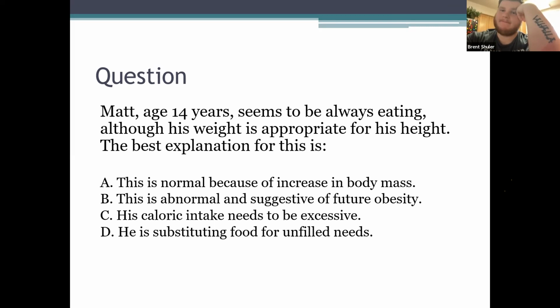Absolutely. Remember, this is the adolescent growth spurt. He is eating because he's getting bigger and taller. So yes, it is that. Good job. So those are your school age and those are your adolescent children.